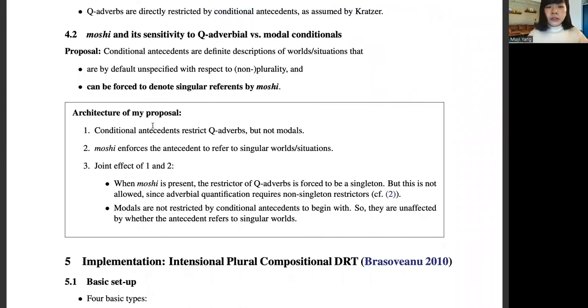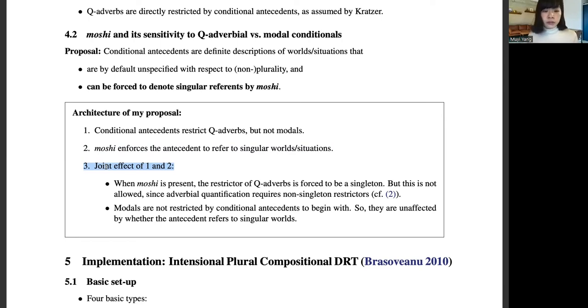Now we can put my answers to the two questions together and derive the generalization. And here's the main idea. I have said that conditional antecedents restrict Q adverbs, but they don't restrict modals. And I have said that Moshi enforces the antecedents to refer to singular worlds or singular situations. Now, when we put one and two together, this would mean that when Moshi is present, the restrictor of Q adverbs is forced to be a singleton.